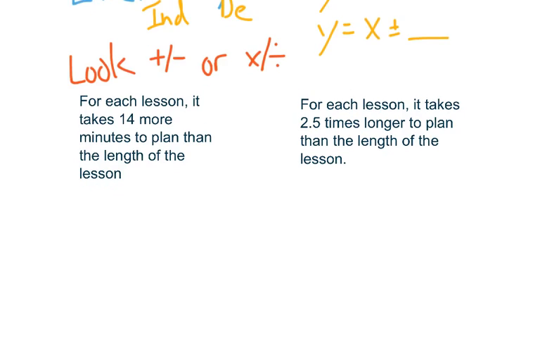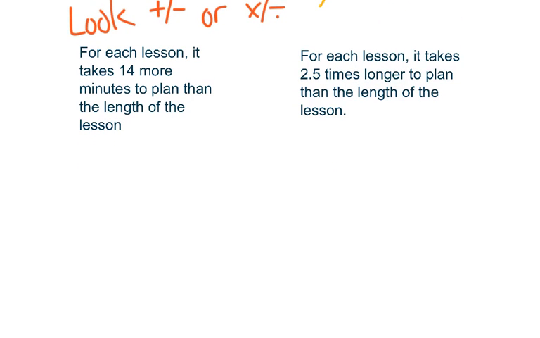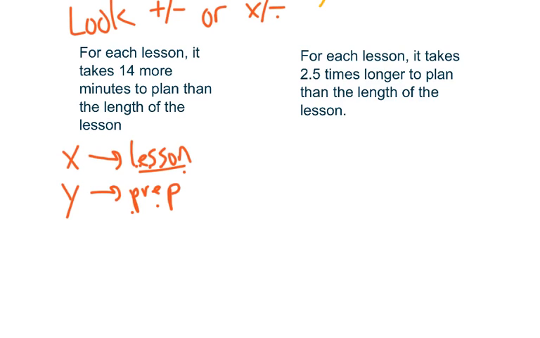So let's take a look at these two examples side by side. For each lesson, it takes 14 minutes more to plan than the length of the lesson. Well, what I'm seeing here, two things. Let's first of all identify x and y. I'm seeing that my independent variable is going to be the lesson length, and my dependent variable is going to be the prep time. The shorter the lesson, the easier it is to prep. The longer the lesson, the harder it is to prep. So the lesson is going to determine how much time it takes.